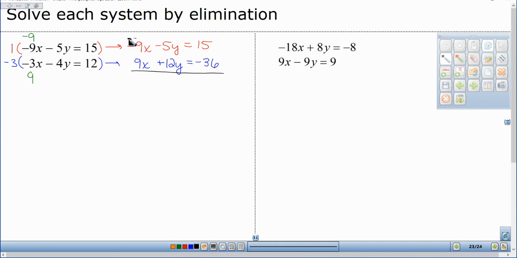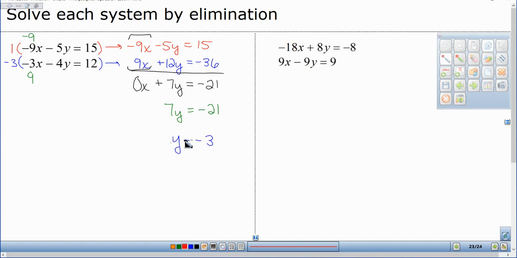Just add downward because of our additive inverses here. You're going to get 0x. Add this, you'll get 7y. Add this, you'll get negative 21. So our new equation is 7y equals negative 21. Divide and you'll get y equals negative 3.